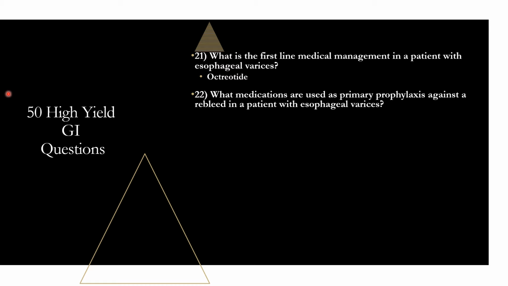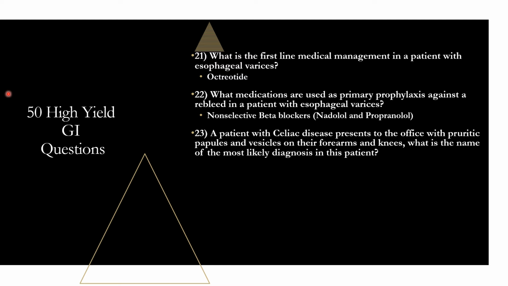Question 22, what medications are used as a primary prophylaxis against a rebleed in a patient with esophageal varices? So how do you prevent a rebleed in esophageal varices? That's going to be with non-selective beta blockers like nadolol and propranolol. These are the only drugs that are recommended for prophylaxis the first time a patient has variceal hemorrhage. You're going to use non-selective beta blockers, nadolol and propranolol.